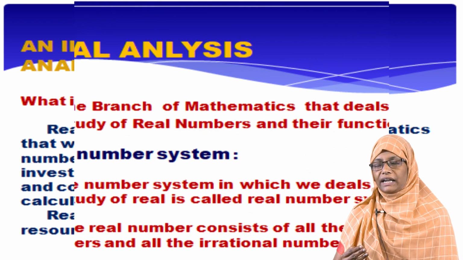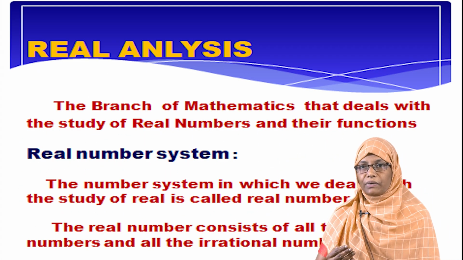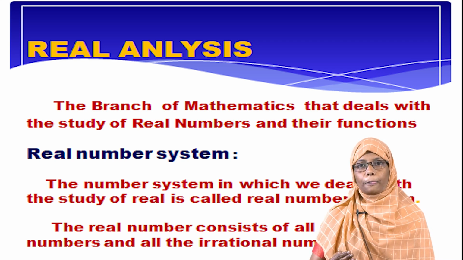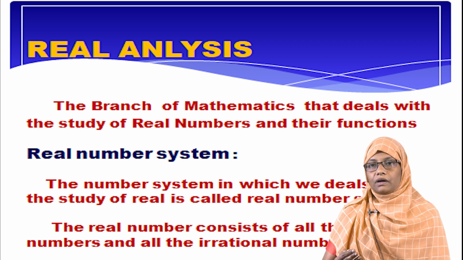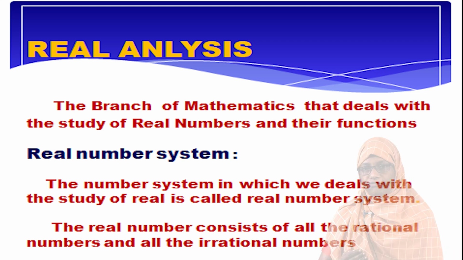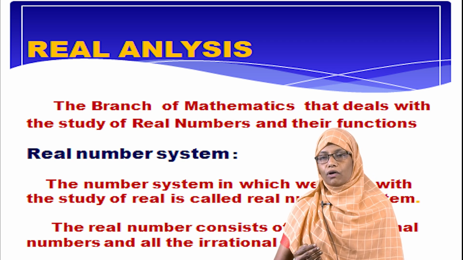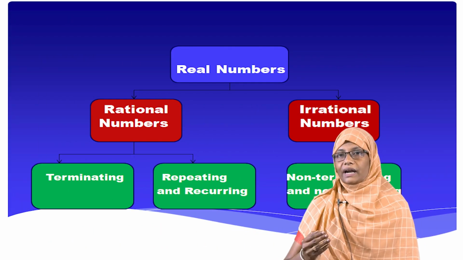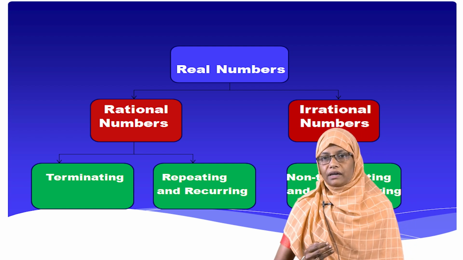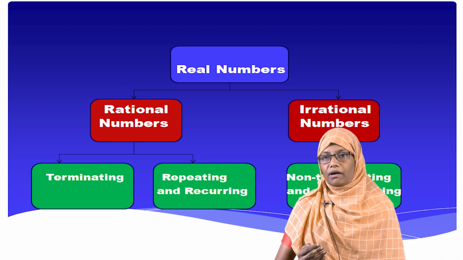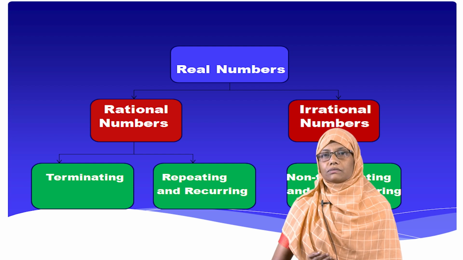So, the definition of real analysis is the branch of mathematics that deals with the study of real numbers and their functions. We need to understand what is a real number. The system in which we deal with the study of real numbers is called the real number system. The real numbers consist of all the rational numbers and all the irrational numbers. The rational numbers consist of terminating and repeating or recurring ones. Irrational numbers consist of non-terminating and non-recurring ones.